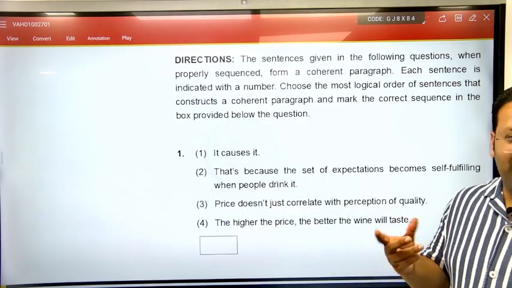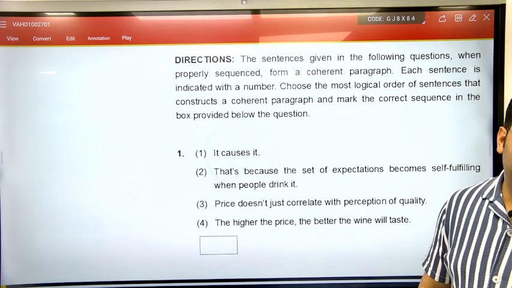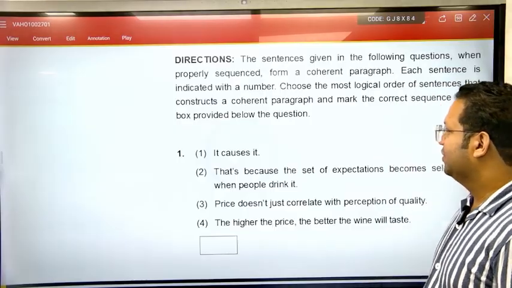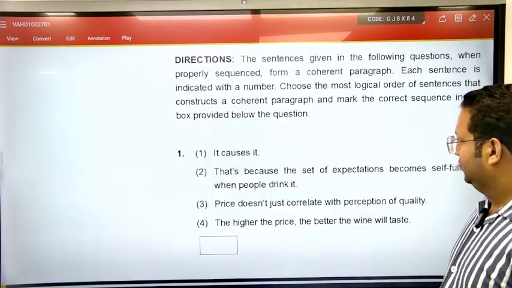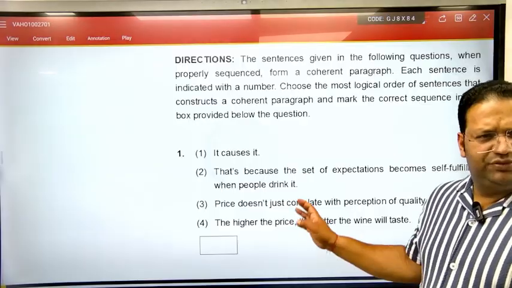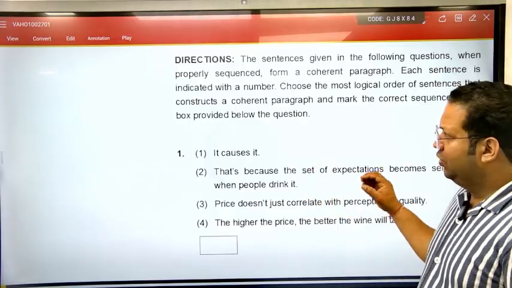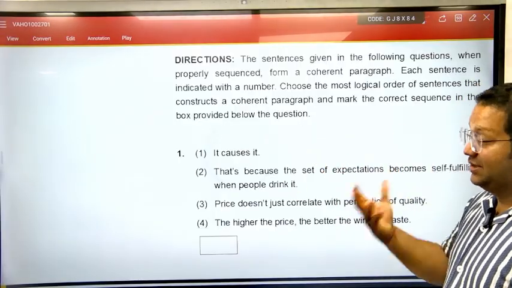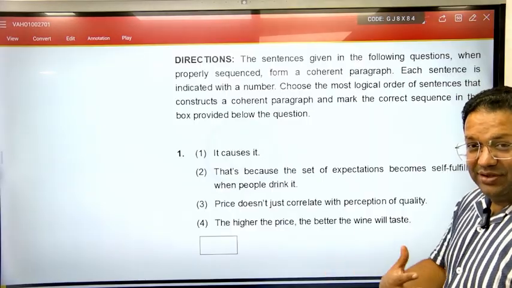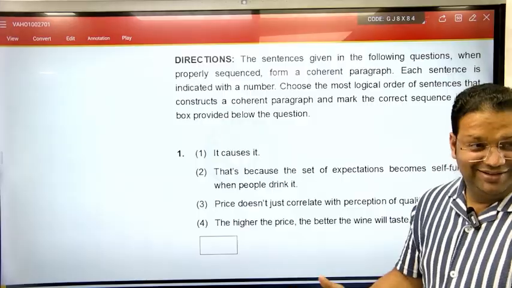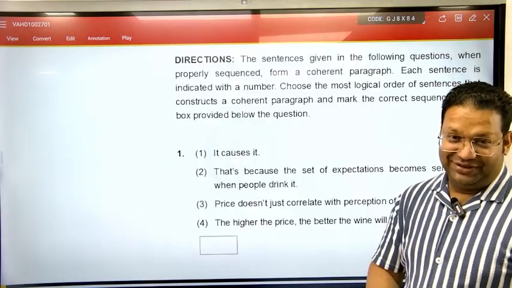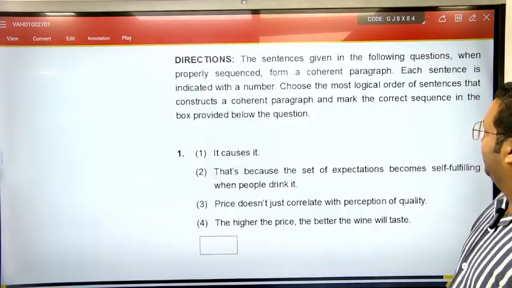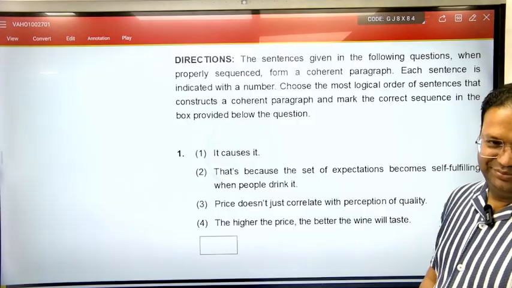So let's make pairs. Without making pairs, it would be difficult for you to get through this. So there are 4 options given. The one says, 'It causes it.' I hope that this is visible to you, Mayank and Himanshu, or do I need to zoom in? All right. So something is the cause of something. What is that something? We need to find out. Next is, 'That's because the set of expectations becomes self-fulfilling when people drink it.'